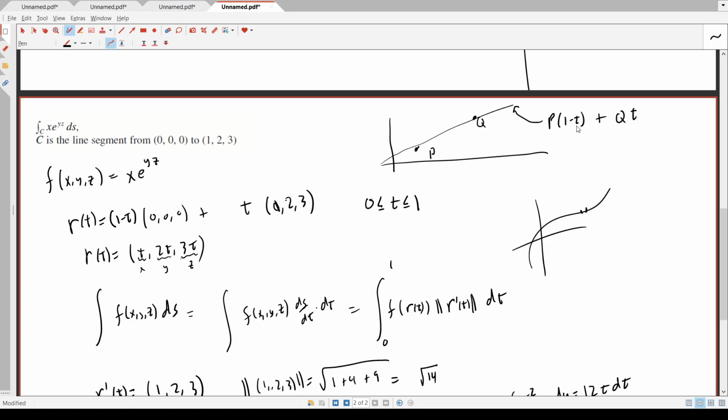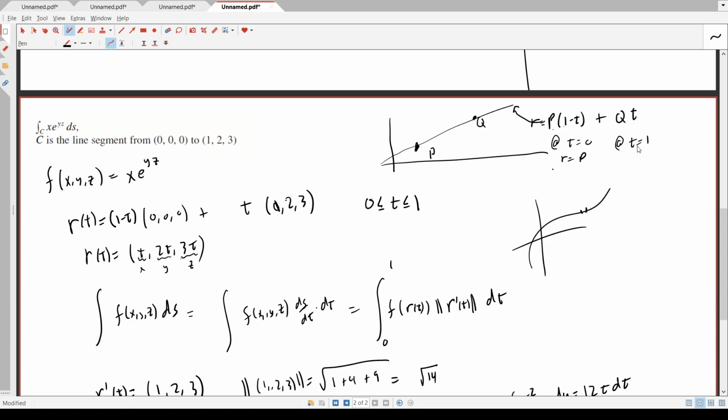Because notice, when t is 0, this is 1, so we get 1 times p plus 0, right? t is 0, so this whole term is 0. So at t equals 0, I get that the line, we just get our point P. So we start here at t equals 0.